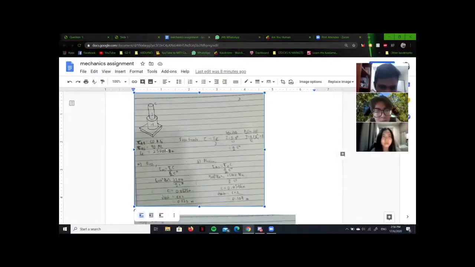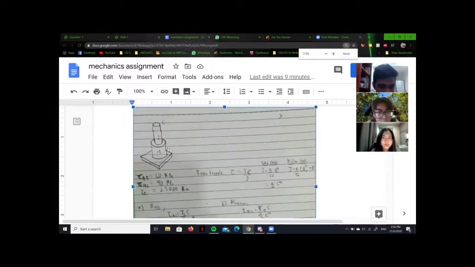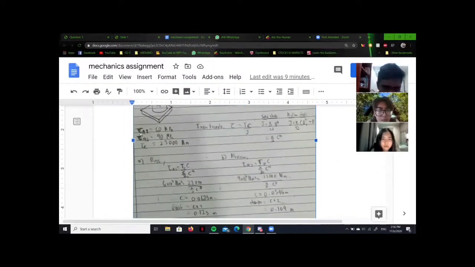We can see here the solution. The values that we've been given are the allowable shear stress at the brass and the aluminum, which is 60 and 90 MPa respectively, as well as the maximum torque, which is 23,000 Newton meters. If we use the torsion formula, we can plug it all in, where allowable shear stress equals torque times outer radius over J.